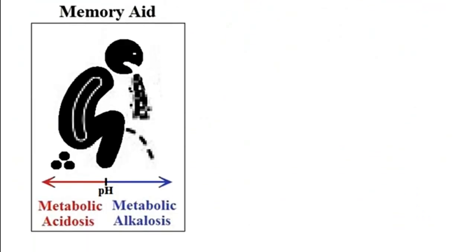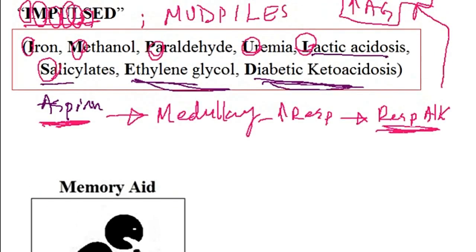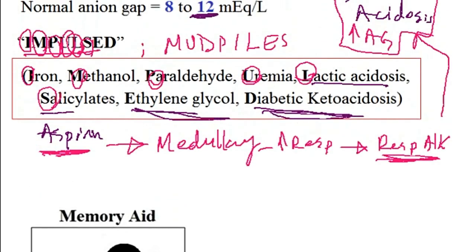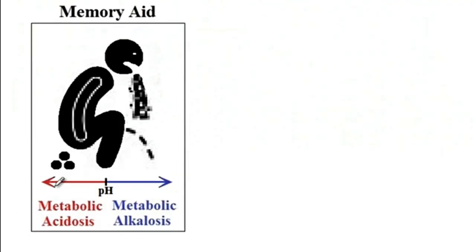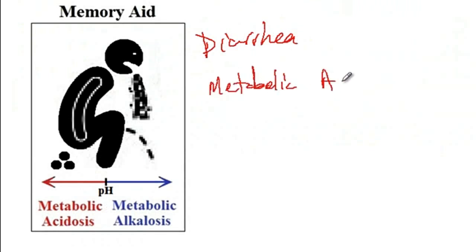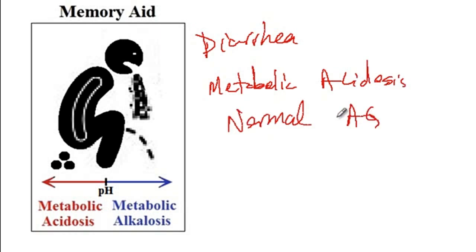Now you should also note that diarrhea also causes metabolic acidosis, but you've noticed that diarrhea wasn't listed among the conditions that I've listed in this box, and the reason for that is that the metabolic acidosis that is caused by diarrhea has a normal anion gap. So diarrhea also causes metabolic acidosis with normal anion gap. And the reason for that is that diarrhea causes loss of bicarbonate inside the stools, as a consequence of which there would be metabolic acidosis. But since there is no increase in the level of the acids, therefore the anion gap would be normal.